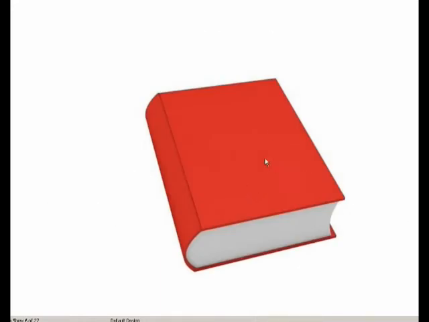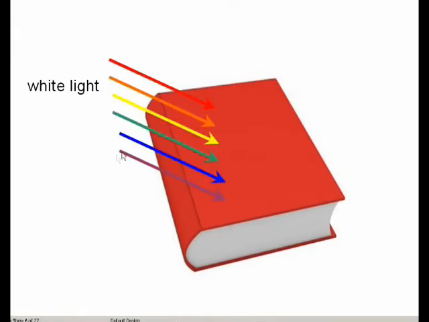An example is that a textbook is red because the textbook reflects red light. White light is a mixture of all the colors of the rainbow. When we shine white light on an object that is red, the red light reflects off of it. All these other colors get absorbed by the red book. This is the reason why we see red, is because the red light reflects.